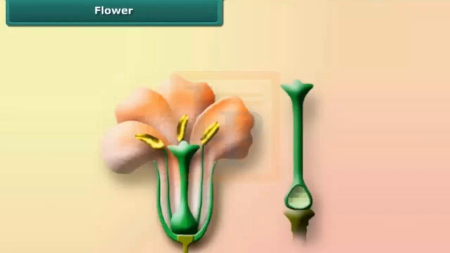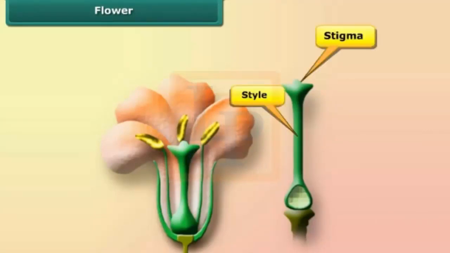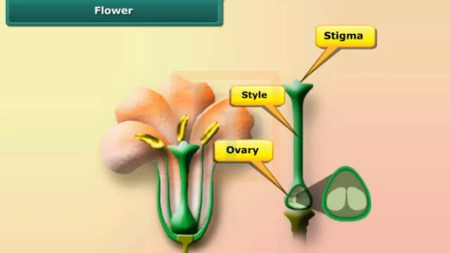It is the innermost part of the flower. The pistil has three parts: stigma, style, and ovary. The stigma is the sticky surface at the top of the pistil. It traps and holds the pollen. The style is a tube-like structure that holds up the stigma. The style leads down to the ovary that contains the ovules.